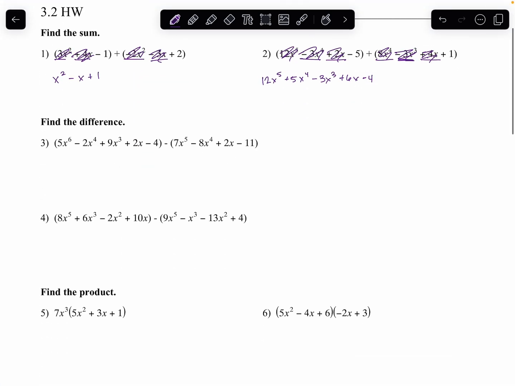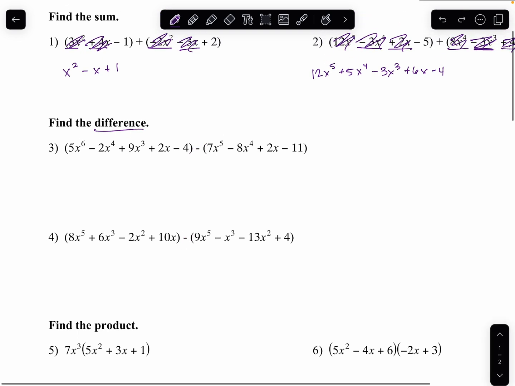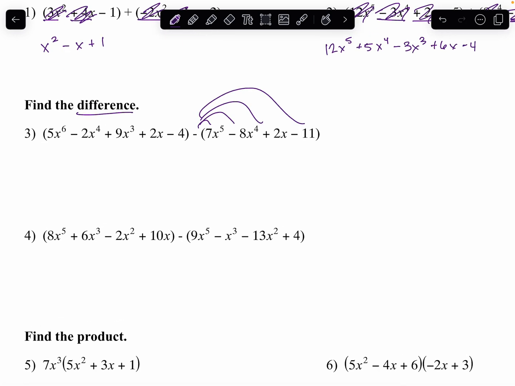Okay. For 3 and 4, this is going to be the difference, and that means subtraction. So the important thing here is that the negative has to be distributed first before I can combine like terms. So this will be negative 7x to the 5th. This will be positive 8x to the 4th, and then minus 2x and plus 11.